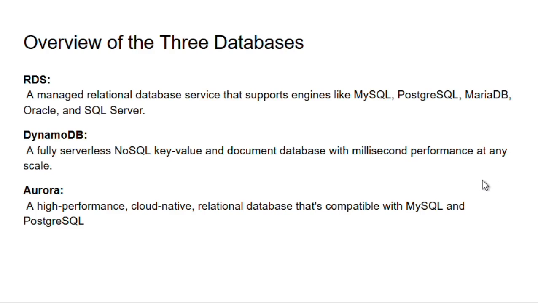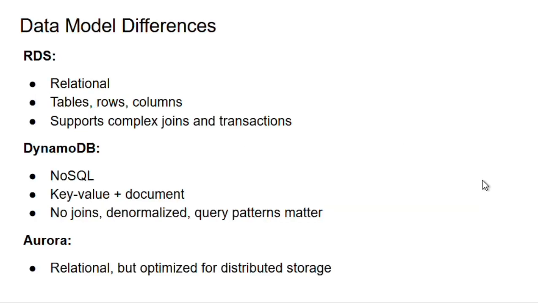RDS is Amazon's managed relational database offering. DynamoDB is a fully serverless NoSQL key-value store, and Aurora is a high-performance, cloud-optimized relational database. Each one solves different kinds of problems, so understanding those differences is key.